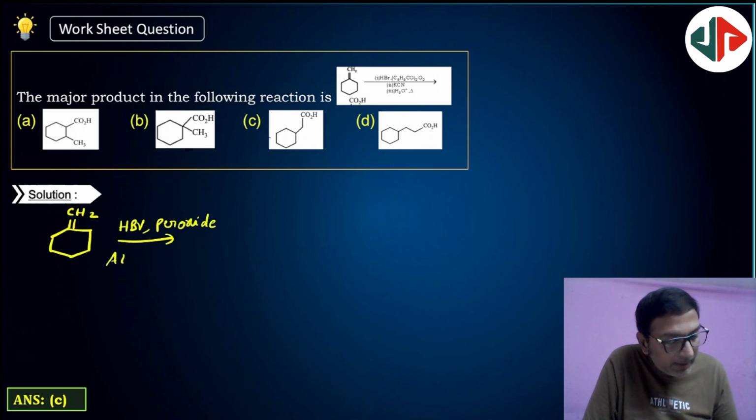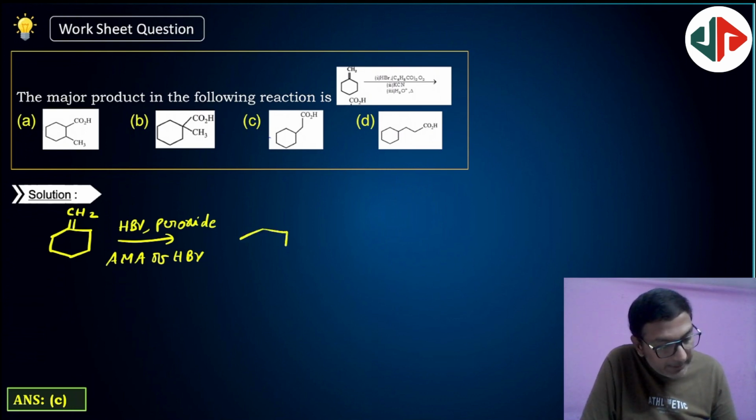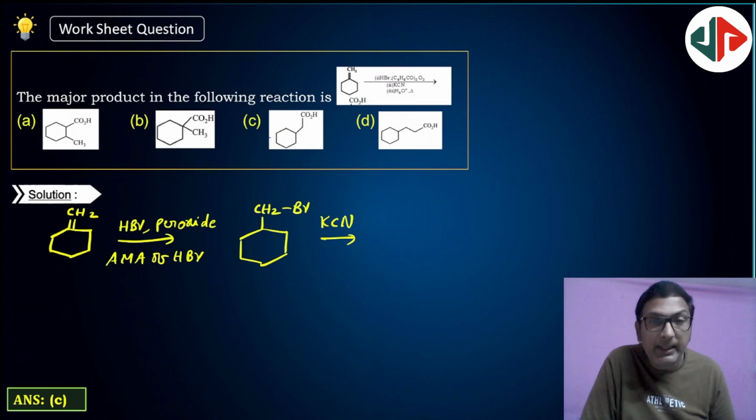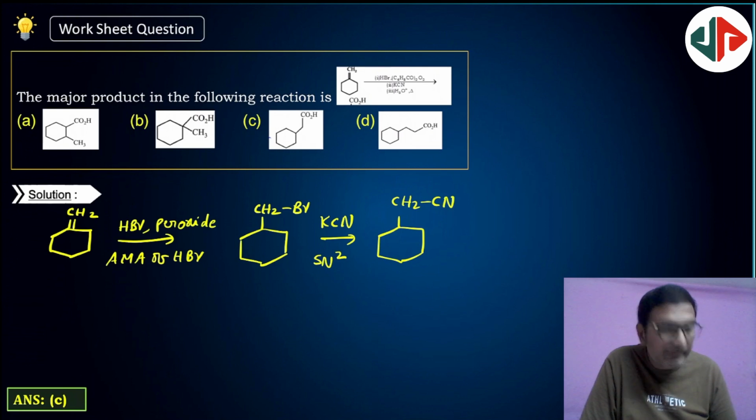So anti-Markovnikov's addition of HBr. In the presence of peroxide, anti-Markovnikov's addition. Therefore it gives CH2Br. Next, reaction with alcoholic KCN gives the corresponding cyanide. So this is the SN2 mechanism, displacement of Br minus by CN minus.